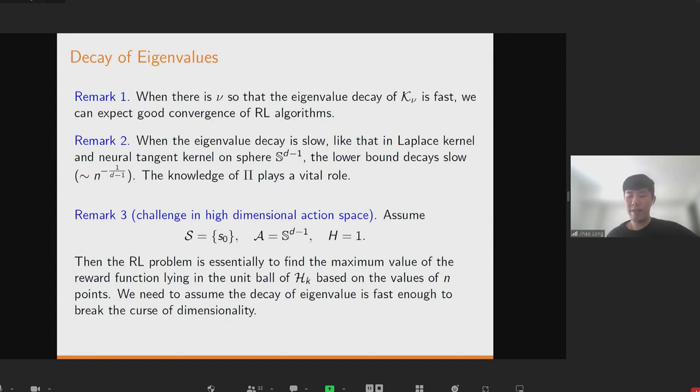A direct application is that if the state space is just a single point and h equals one, then the reinforcement problem is essentially to find the maximum value of the reward function lying in a unit ball of an RKHS based on n points. In real RL, if we need to handle a high-dimensional action space, we need to assume the decay of eigenvalue is fast to break the curse of dimensionality.